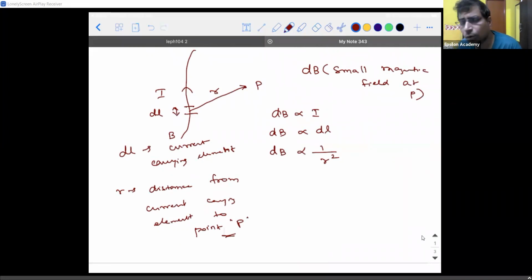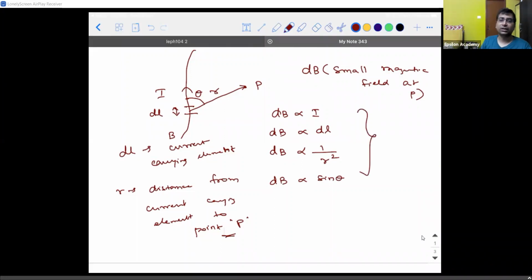Okay. One last point here is, if I take the angle between the current carrying element and the r vector as theta, then dB is observed to be directly proportional to sine theta as well. So these are all the parameters on which the small amount of magnetic field that is getting generated at point P depends. Okay, please make a note of all these points and let me know if there is any doubt.